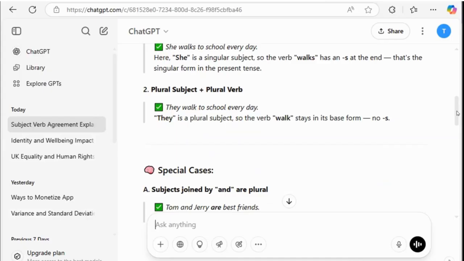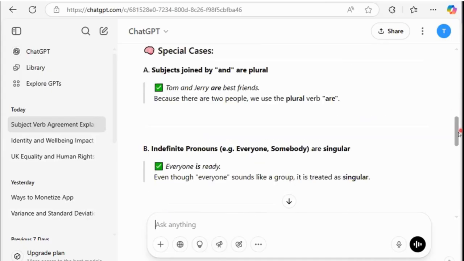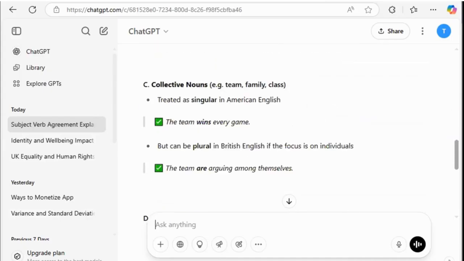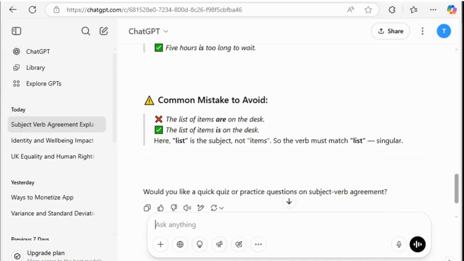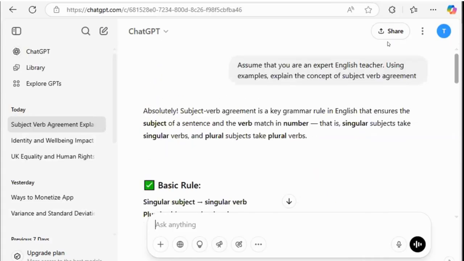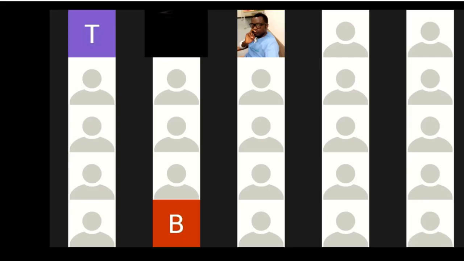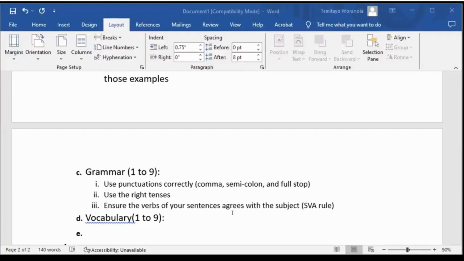So you see, it gives a lot of examples and special cases. So by the time you study all this, you will learn one or two things. Hope you get my point now. So that's just by the way. That's one of the things you need to keep in mind when writing your essays. To get a good grammar score, you need to ensure what? Subject-verb agreement convention. Subject-verb agreement rules must be complied with. Okay?